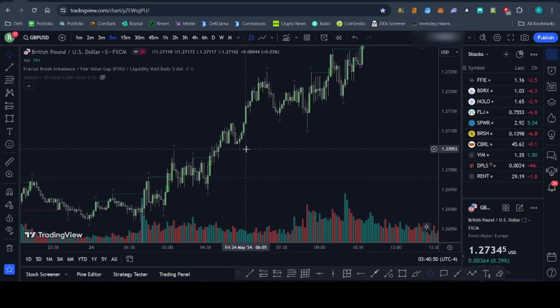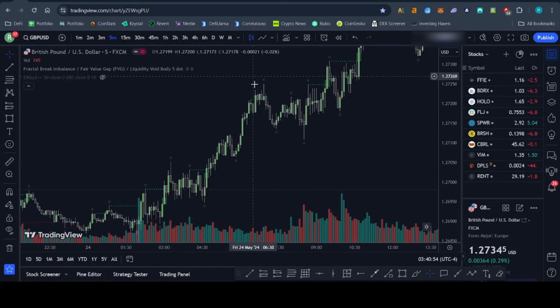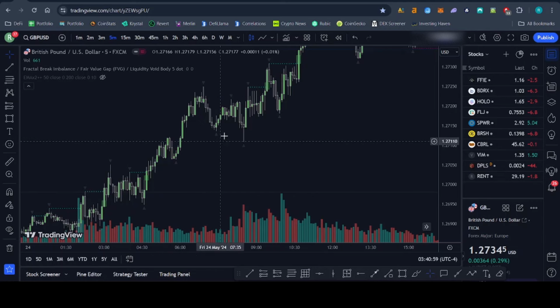We pull back, we make this higher low, we can see the fractal printed there, we then push up, we make a higher high up here in the fractal. We pull back, we make this higher low here. We can see the fractal printed again. Again, push up, it's actually a lower high. Then we come down here.